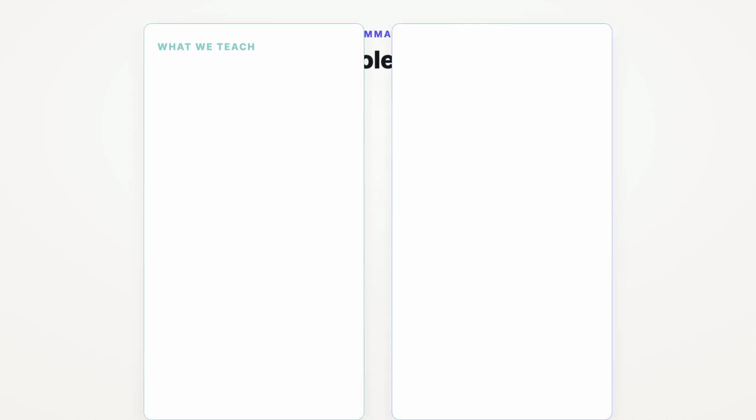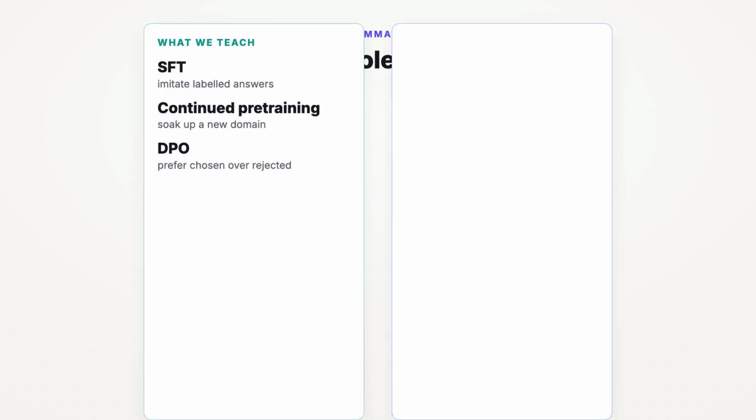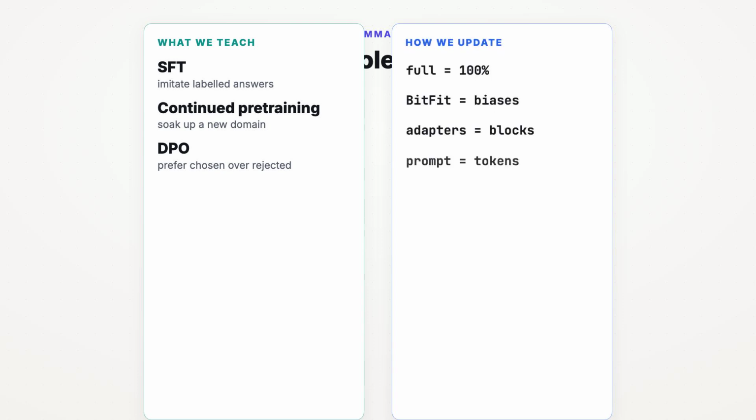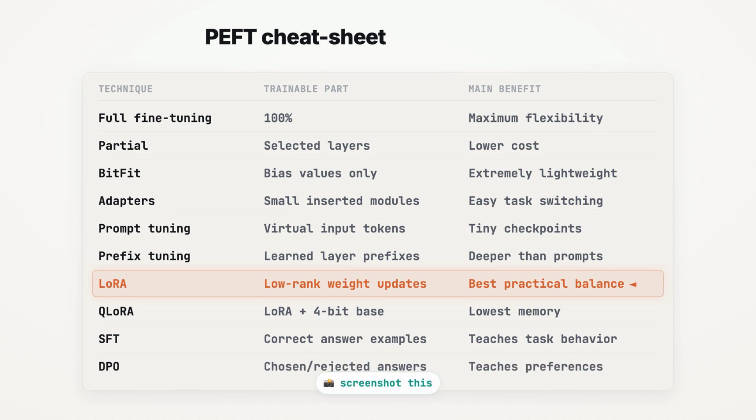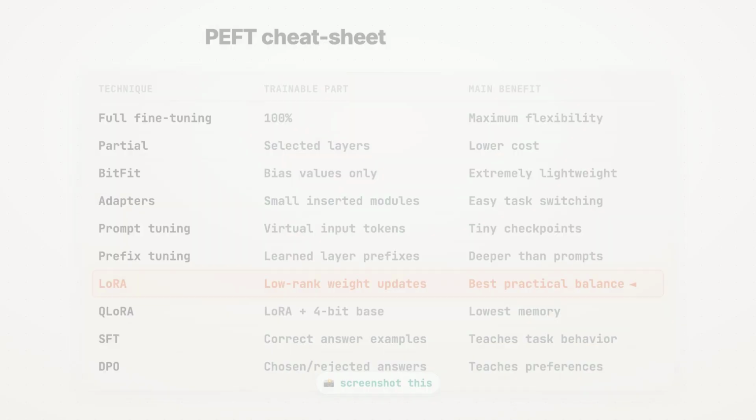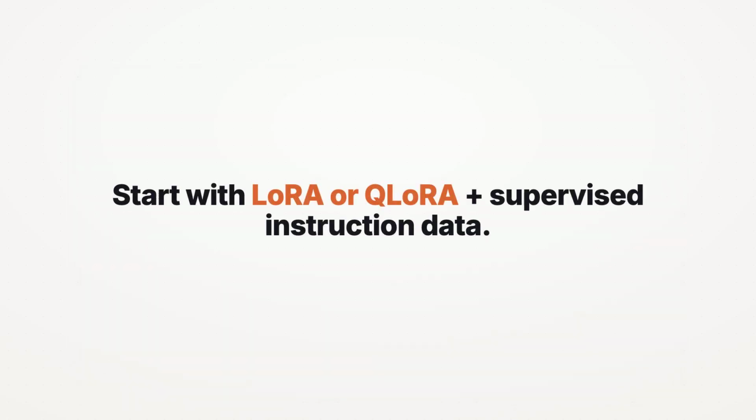So, the whole picture. SFT, continued pre-training, and DPO describe what the model learns. Full, adapters, prompt tuning, LoRA and QLoRA describe how its weights update. Full changes everything. BitFit just biases. Adapters add blocks. Prompt tuning learns tokens. LoRA learns a small low-rank update. QLoRA does that on a 4-bit base. Here's the cheat sheet. Every method, what it trains, and its main benefit. Screenshot this one. For most people starting out, LoRA or QLoRA with supervised instruction data is the sweet spot.